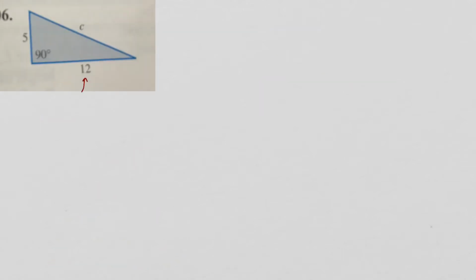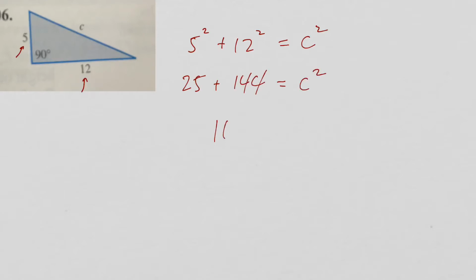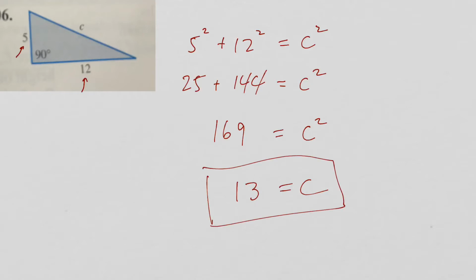Okay, so these are your legs. So 5 squared plus 12 squared is equal to c squared. This is 144. This is 169. So c is equal to the square root. And again, we would normally get plus and minus, but we cannot have a negative physical dimension. So this is going to be the square root of 169, and only the positive, which is 13.